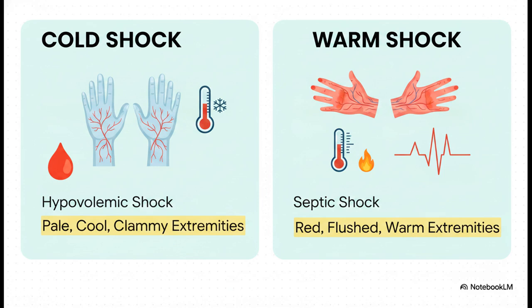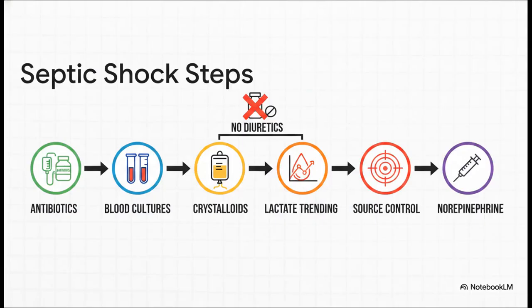Distributive and septic shock, however, present with vasodilation and low systemic vascular resistance. But be careful here. Early septic shock can be really deceptive, presenting with warm extremities, bounding pulses, and a wide pulse pressure before progressing to later cold shock. The specific sequence for treating suspected sepsis is absolutely crucial.